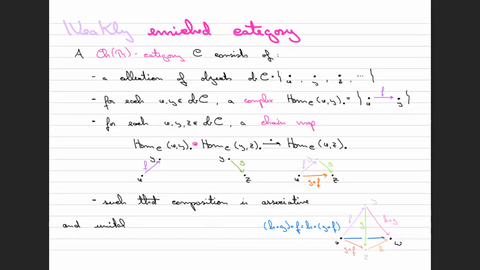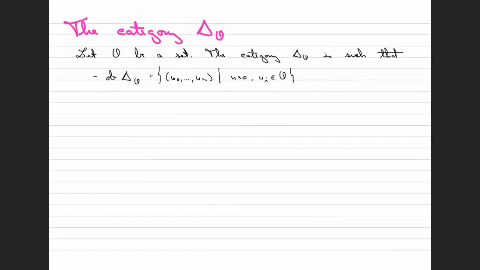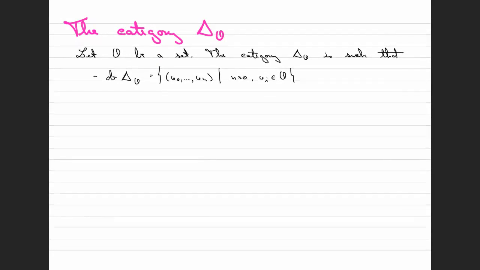And that alternative definition is going to have as a basis this idea of the points, the lines, the triangles, the tetrahedra, and so on. So let me start by introducing this category, delta O. So O is a set, which you should think of as some set of objects. And now what are the objects in the category delta O? They are non-empty tuples of elements in O.